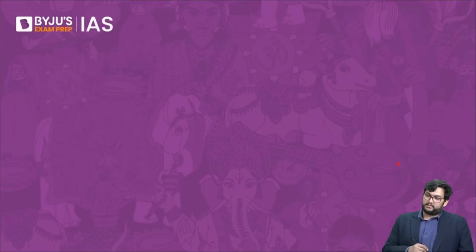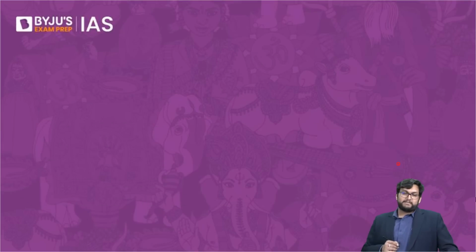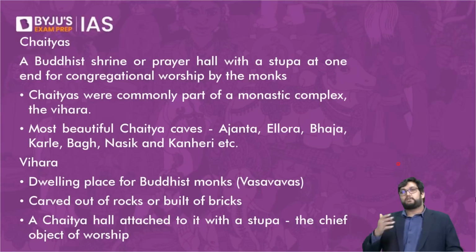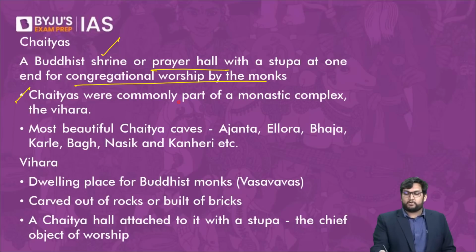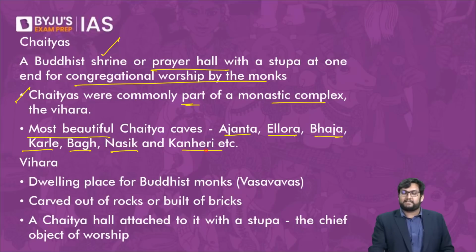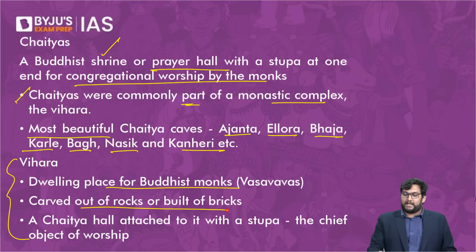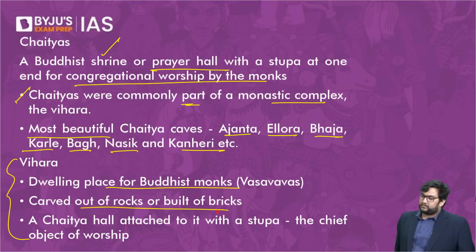Now, just to reinforce, a chaitya is a Buddhist shrine or prayer hall and is a congregational place for monks. Chaityas were commonly part of a monastic complex. The most beautiful chaityas are at Ajanta, Ellora, Bhaja, Karle, Bagh, Nasik, Kanheri. We'll discuss them. Viharas are dwelling places of monks, carved out of brick or made out of rocks.